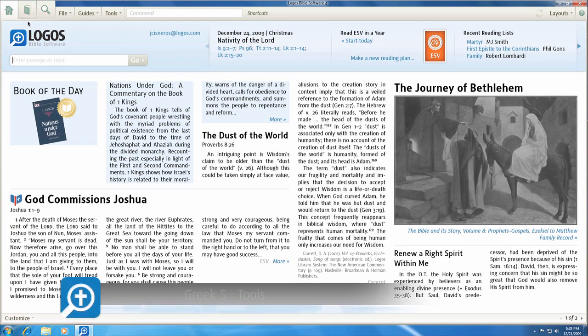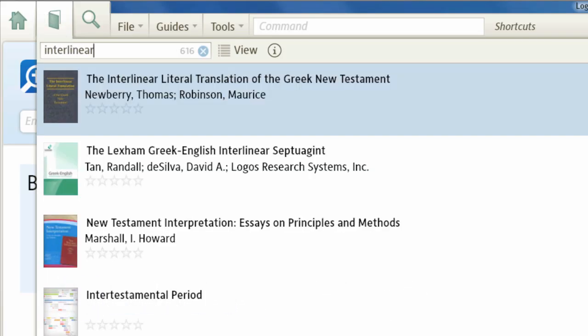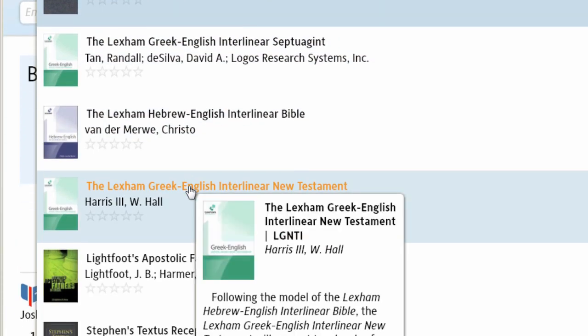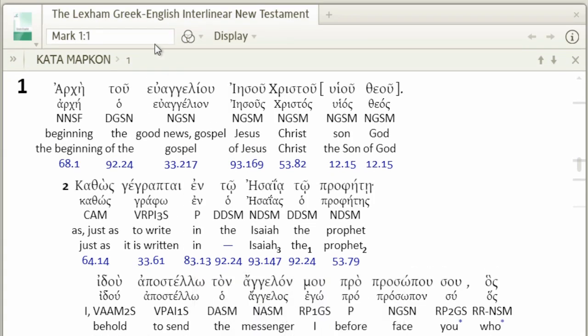Let's take a look at a standard interlinear. Go up to Library, and in the Find box, type Interlinear. And select from the list the Lexham Greek-English Interlinear New Testament. Now, if the resource doesn't open to Mark 1, go ahead, pause the video, and type in Mark 1:1.